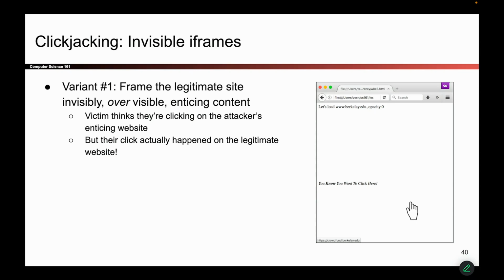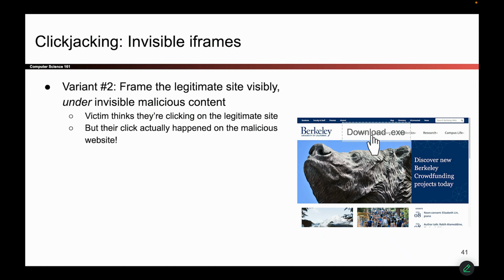That's one possible variant. We could also do it in other directions. So for example, here, we have the legitimate website on top, and then maybe underneath, we have some malicious download button. And when they click on the Berkeley homepage, they've instead accidentally clicked on that malicious download button. So by overlaying different websites on top of each other, we can steal the user's click. They think they're clicking one thing, but instead they have been tricked into clicking something unintended.